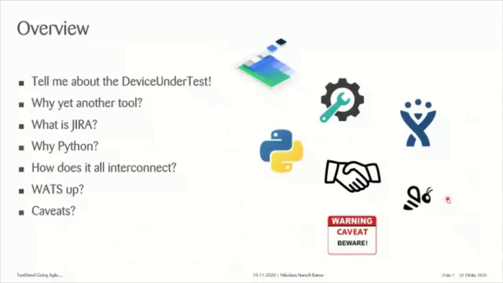But now let's head into the talk before we lose too much time over that. I'll start off with the device under test, the DUT. Then I'll answer the question why we need another tool, because you've seen on the first slide already that we have really a lot of tools in our tool chain at the moment. And then I'll go into what JIRA is and what we use it for. And this directly leads us to the question why we need Python.